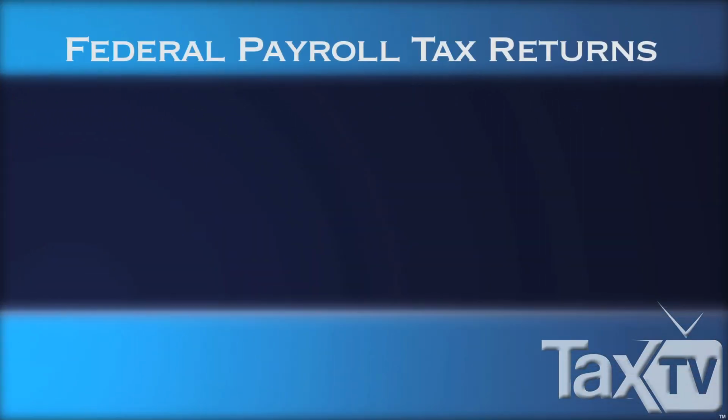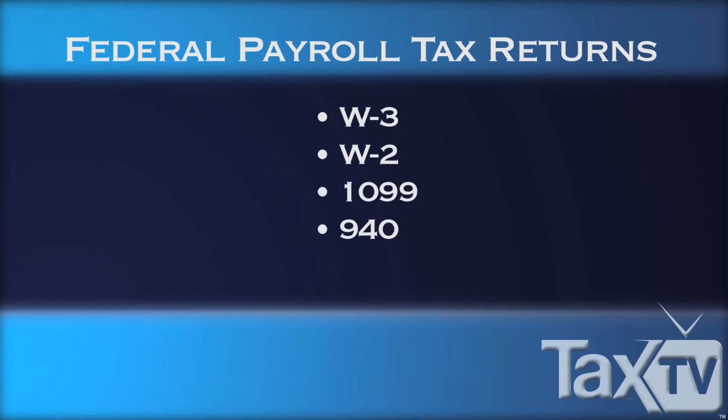If you don't have any wages in the quarter but have made payments in the past, you must still file both returns listing 0 wages. The final step, an employer's annual payroll tax returns. The federal annual returns are the W-3, the W-2s, and/or 1099s, and the 940.